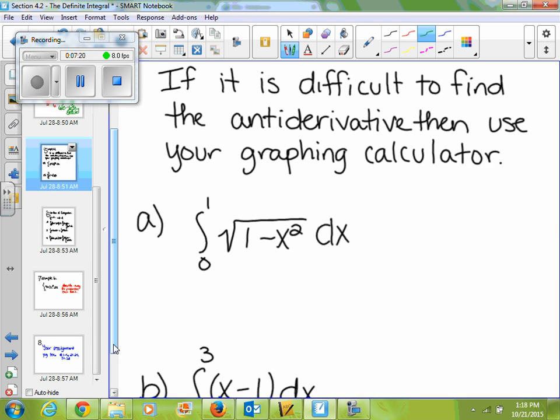Then we're going to look at how to do it on your graphing calculator, because that is even simpler than doing it by hand. So if I want to find the area from 0 to 1 of the square root of 1 minus x squared dx, first thing you're going to do is graph it. Leave off the dx, so just y equals square root of 1 minus x squared.